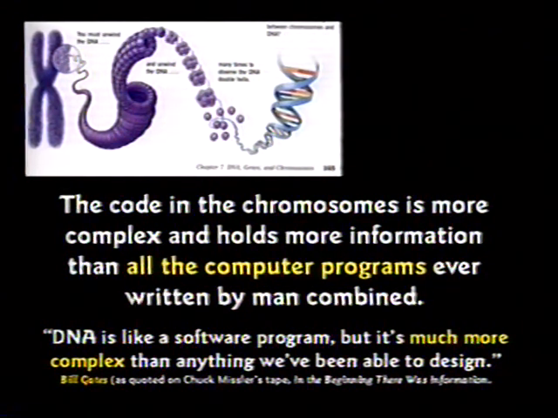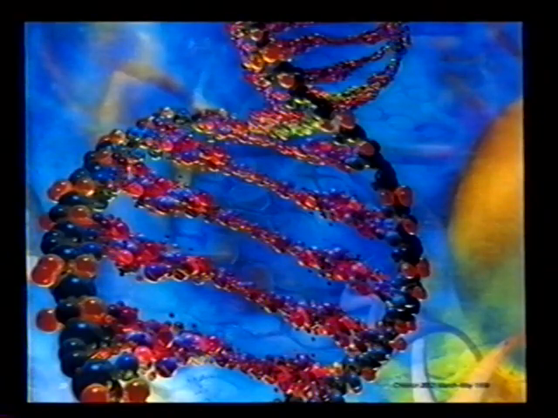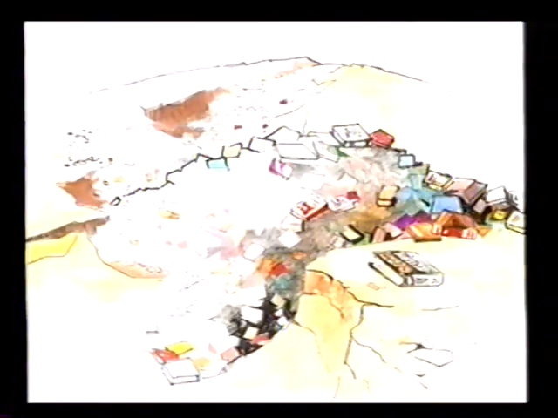Bill Gates said the DNA is like a software program, but it's much more complex than anything we've been able to design. You know, the DNA is unbelievably complicated. If you typed out the code found in your DNA, when you got done typing, you'd have enough books to fill Grand Canyon 40 times.